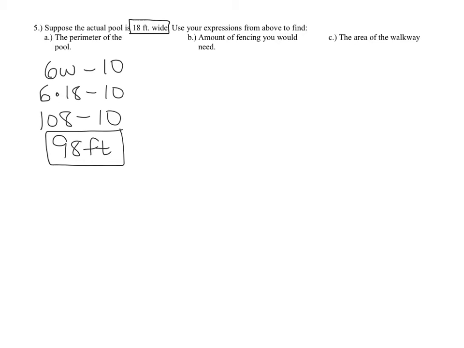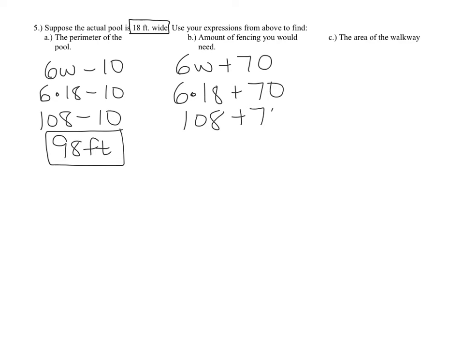All right, letter B, amount of fencing you would need. We'll go back up and look at where we figured out fencing. We figured out fencing at 4A. We figured out that how much fencing we would need would be represented with 6w plus 70. So now I know that the width is 18, so I'm just going to put 18 into w. So 6 times 18 plus 70, so 108 plus 70. So I'm going to need 178 feet of fencing to fence in my pool.